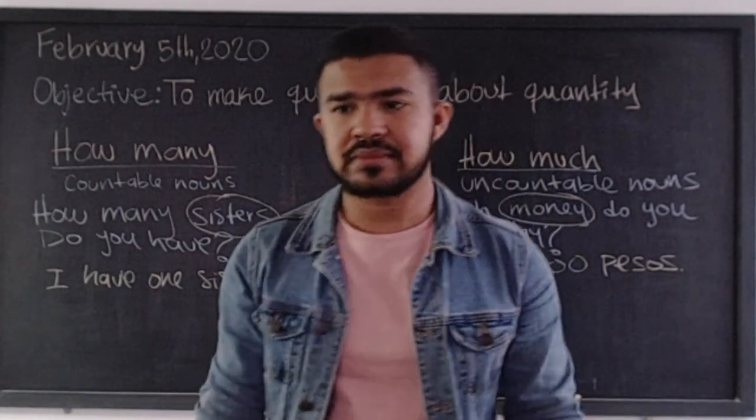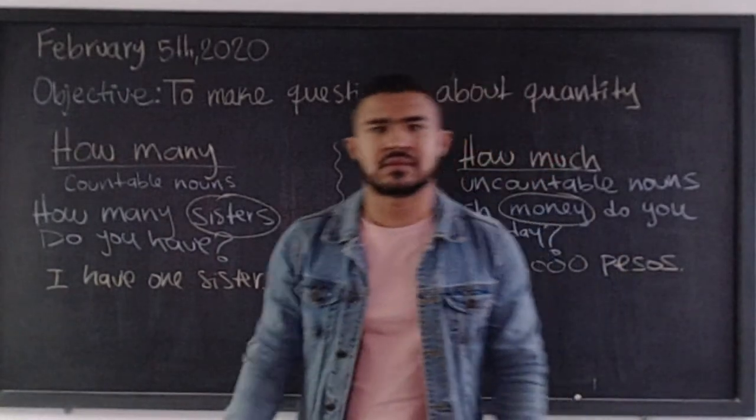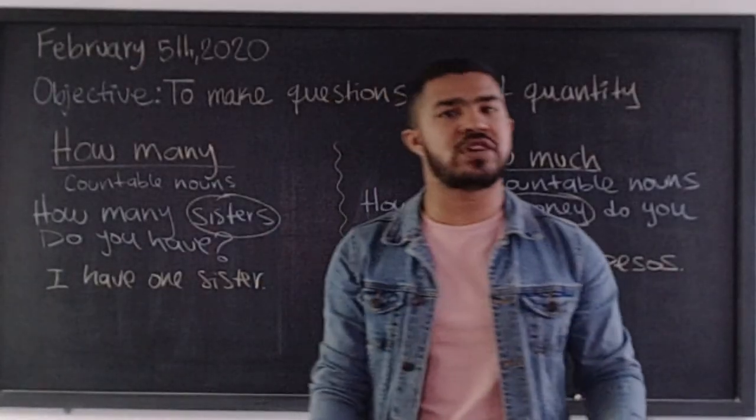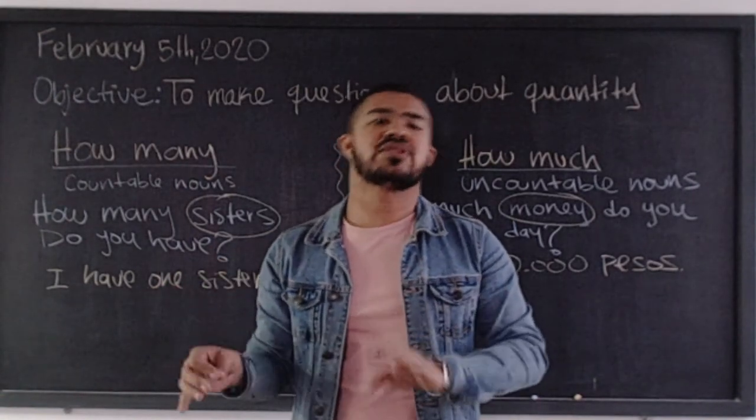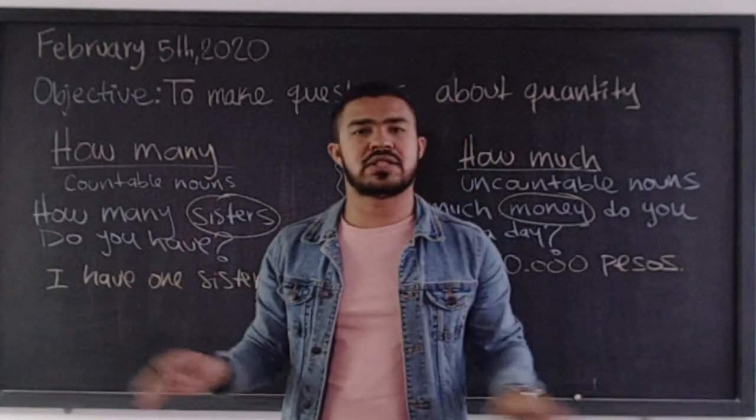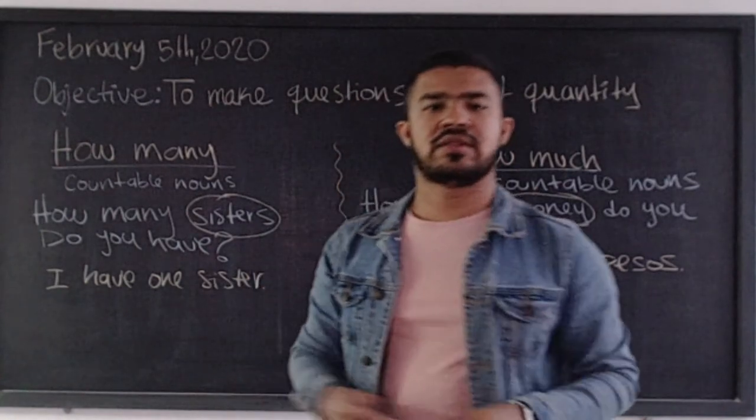Good. Natalia, how many brothers do you have? Very good. How many brothers do you have? So you use how many, because brothers, they are countable. So you say 1, 2, 3, I don't know, some brothers, okay? That's very good. You got more?